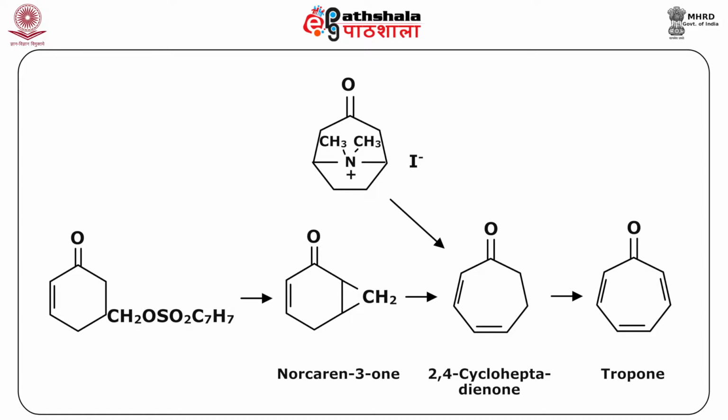converted to the unsaturated ketone by treatment with sodium hydroxide. This reaction is considered to proceed via norcaran-3-one. The structure of norcaran-3-one is in front of you. As you can see, we have used diazomethane for the ring expansion, and finally we have received a tropone.